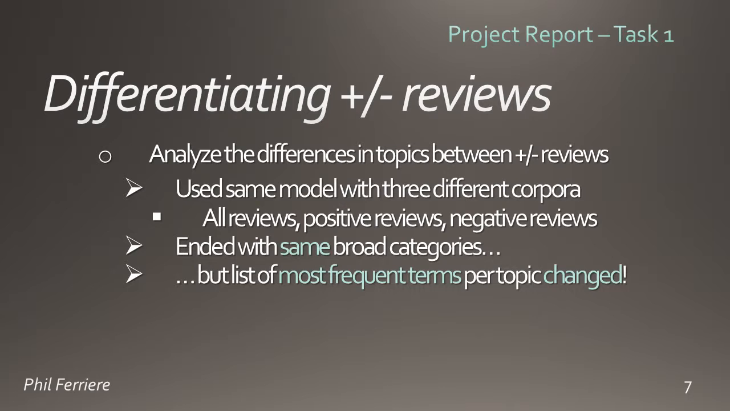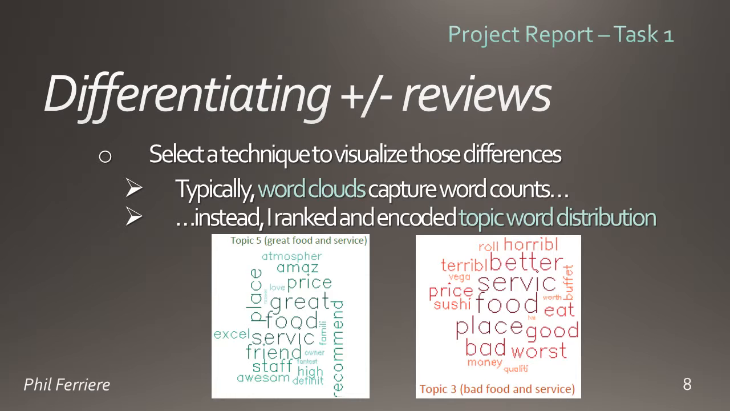It didn't. Applying the same model to all the reviews, only the positive ones, or just the negative ones, I ended with the same broad categories. But the word distribution describing each topic did change. To visualize these changes, I decided to experiment with word clouds. Typically, word clouds are used to capture term frequencies, and the more common a word is, the bigger the size of the font used to display it within the word cloud.